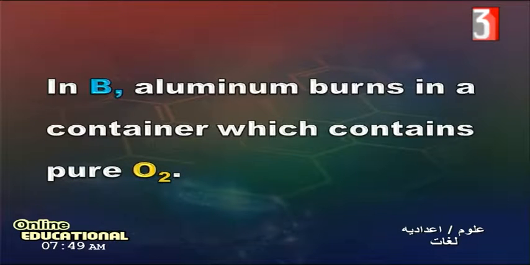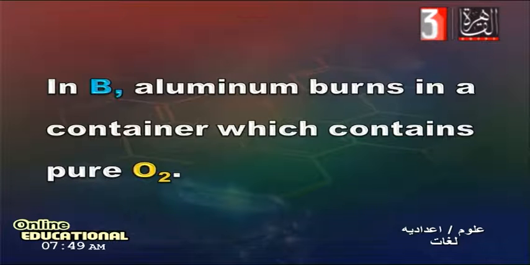In B, aluminum burns in a container which contains pure oxygen, which is 100 percent. So in the second tube, we add aluminum coil with pure oxygen.